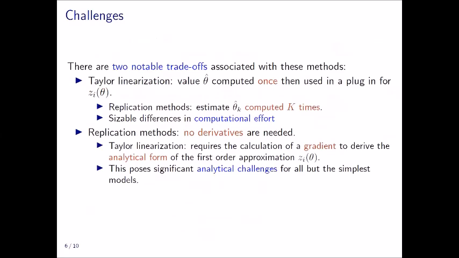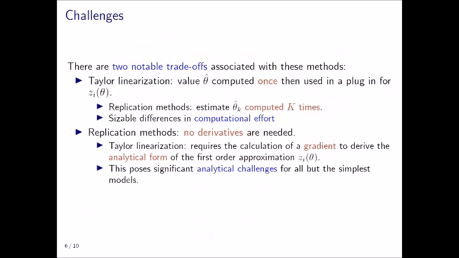So there's two notable trade-offs when you compare these two methods. Taylor linearization has the advantage that you only have to calculate your set of estimates once. Then you just use them as plug-in estimates. Whereas with replication methods, you have to calculate a new estimate K times. So if it takes a lot of computational effort to calculate your estimate, you're going to have to multiply that by 100 or 20 or however many replicates you have. So there's a difference in the computational effort.